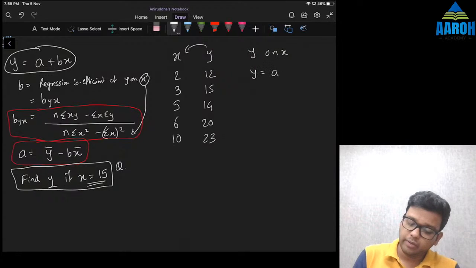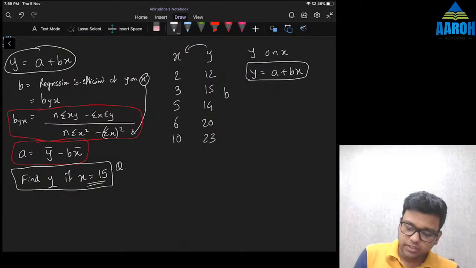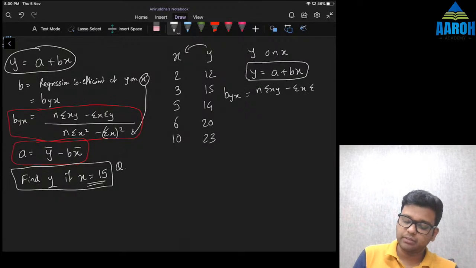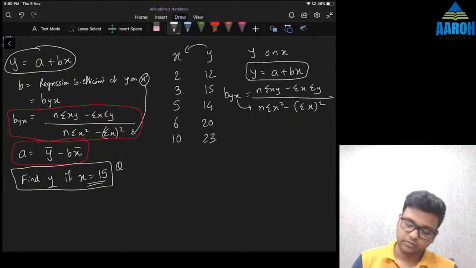That is y is equal to a plus bx. We'll start with b. B means byx. What is the formula of byx? Let me write it once again for division: n summation xy minus summation x summation y, upon n summation x square minus summation x bracket square.